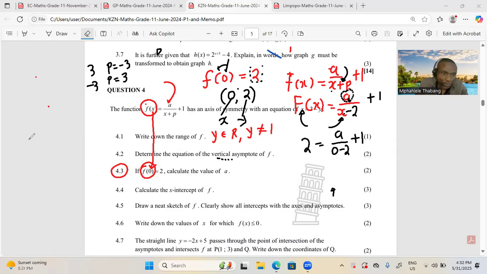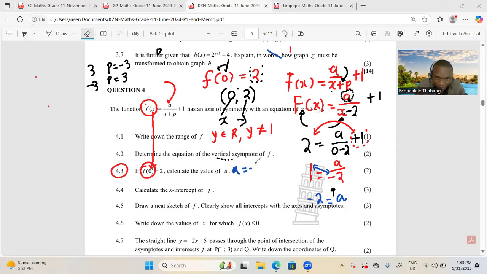Now I will start solving for a. Take positive 1 to the left-hand side. So we're going to have 2 minus 1, which is 1. 1 equals a over minus 2. So what do you do now to solve for a? Cross multiply. You say 1 times negative 2, which is negative 2, equals a. So we found a on 4.3.